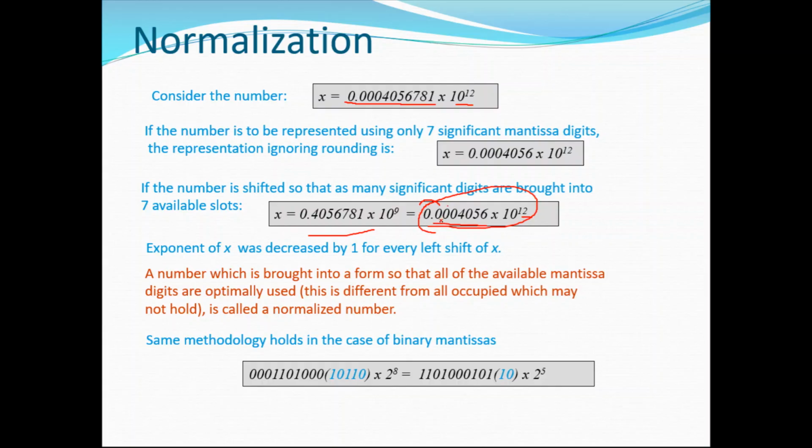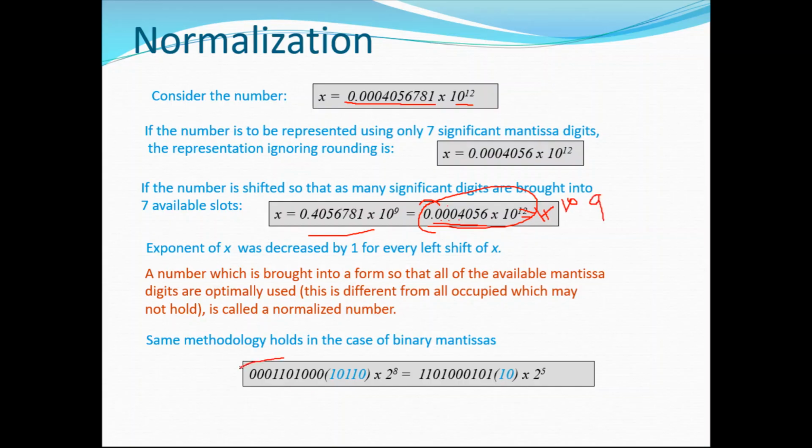Here is the decimal point, right? The decimal point will come here and the exponent will become 11. When you shift 2 times, the decimal point will come here and the exponent becomes 10. When you shift 3 times, it becomes 9. So this is also applicable in binary.